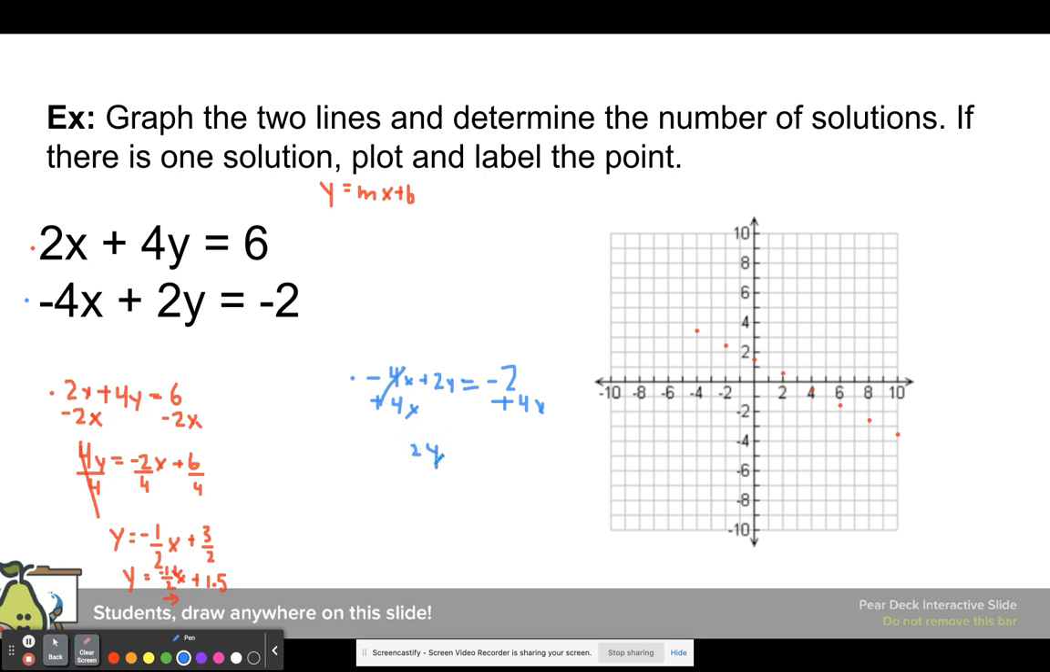I'm left with 2y is equal to, and again, I can't combine these terms. I want to make my term with my x go first just to stay in format. 4x minus 2. My last step, I'm going to divide everything by 2. And I'm left with y is equal to 2x minus 1. So my first point is going to be at negative 1.